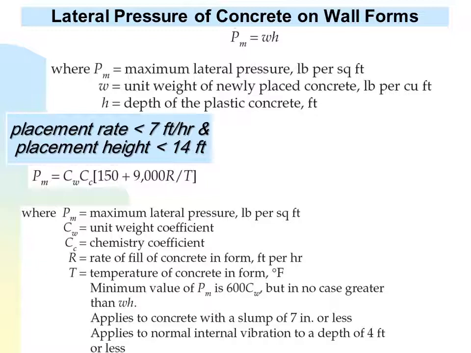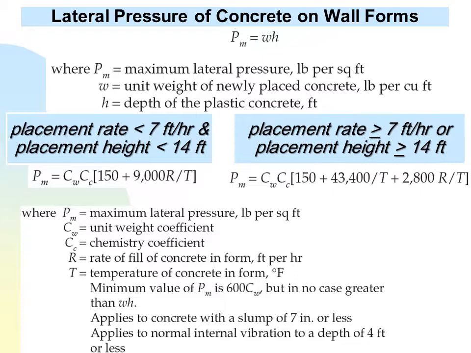However, the equation that you could see here is for a wall form where the placement rate is less than 7 feet per hour and the placement height is less than 14 feet. However, if one of these two conditions is not satisfied, you'll have another equation. And again, these two equations are based on statistical correlations of hundreds of experiments that were done on concrete forms, measuring the pressures along their heights.